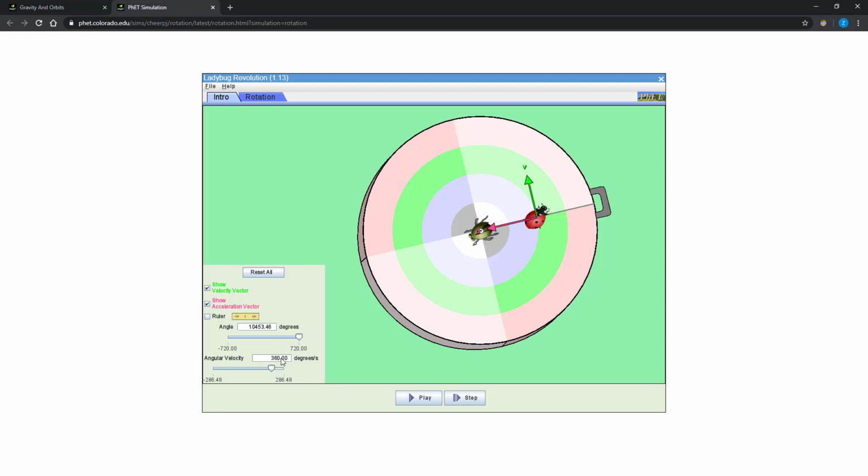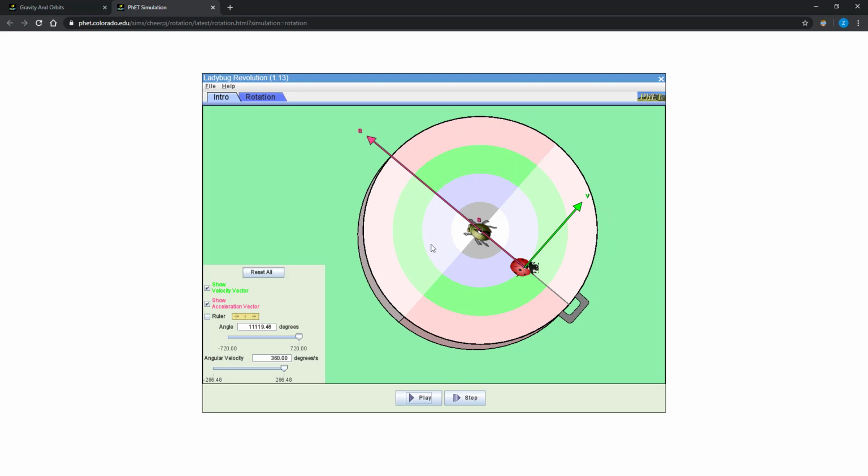360, that's doubling the angular velocity, and let's play that. Okay, so definitely not really twice as long, right? The vector was pointing to about this point, and if it doubles when the angular velocity doubles, it would be about here. But this is about 4 times as long.